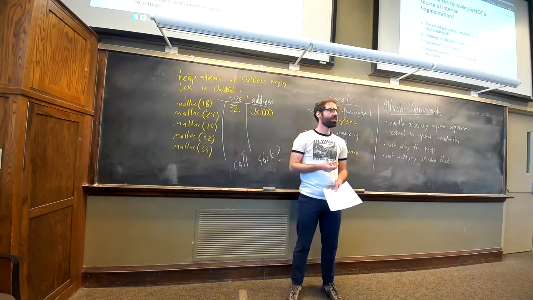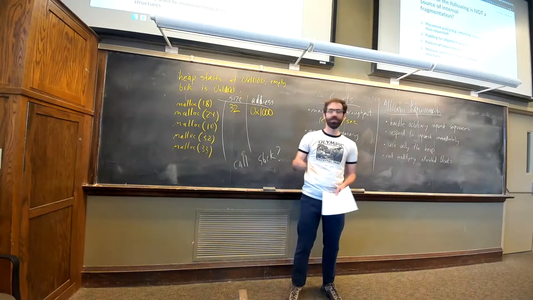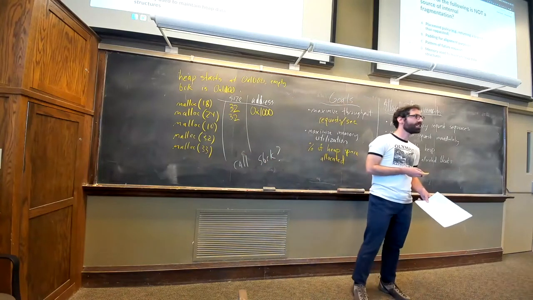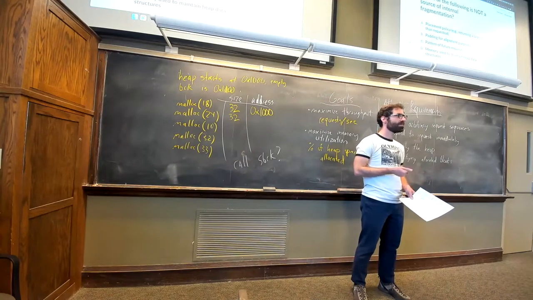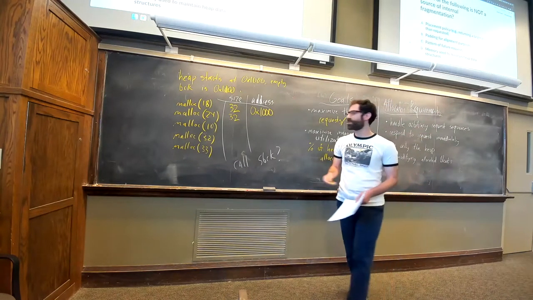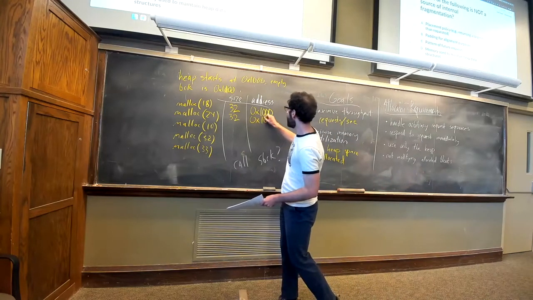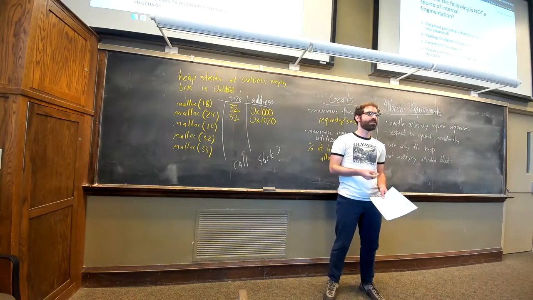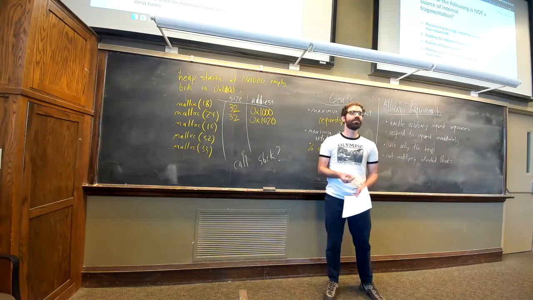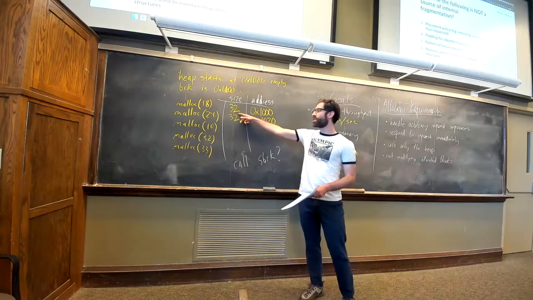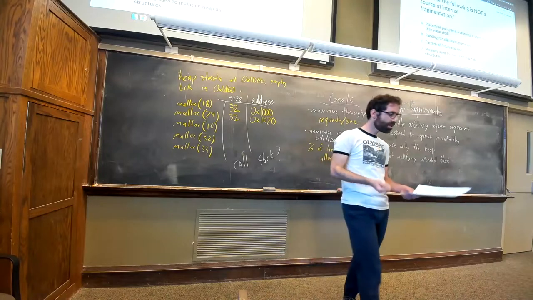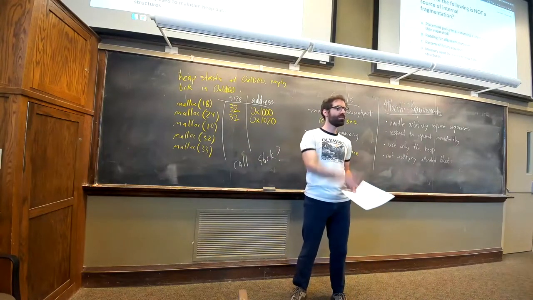Malloc 24. That's 32. And what address is that going to be at? 1020. And why 1020? Because it's going to start at the end of the previous malloc's allocated space, which was 32 bytes long. Yeah, exactly. 32 bytes in hex is 20, so 20 bytes after the start of this one will be the start of the next one.